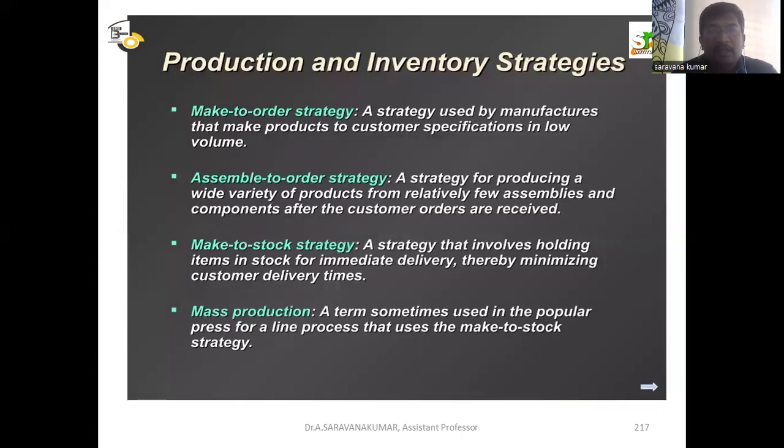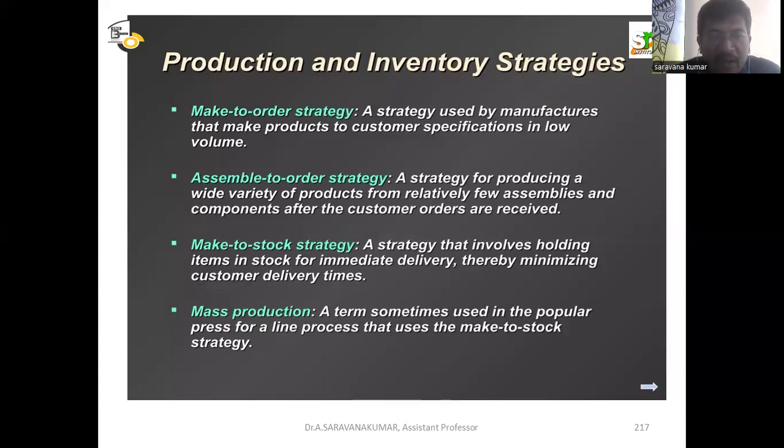Next, we are going to discuss production and inventory strategies. So what do you mean by inventory? Inventory is nothing but stock, right? There are some types of strategies: production inventory strategies, make to order strategy, assemble to order strategy, make to stock strategy, mass production. So these are the types of inventory strategies.